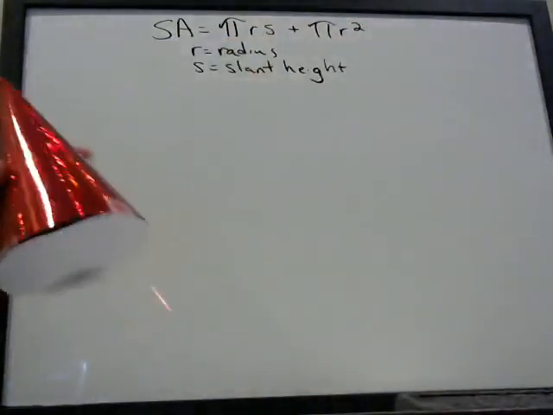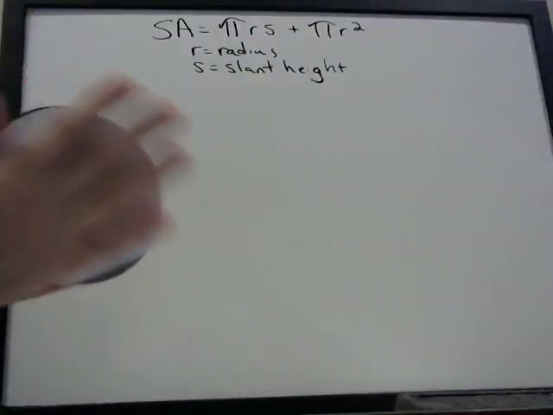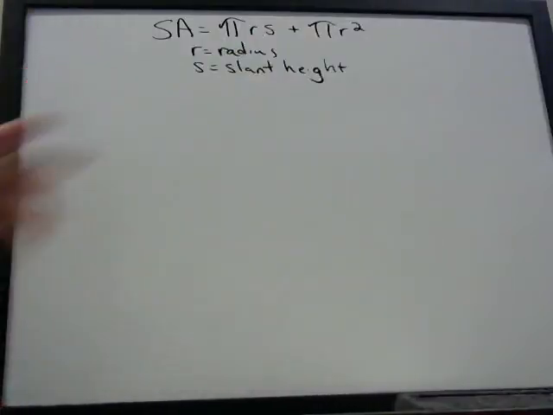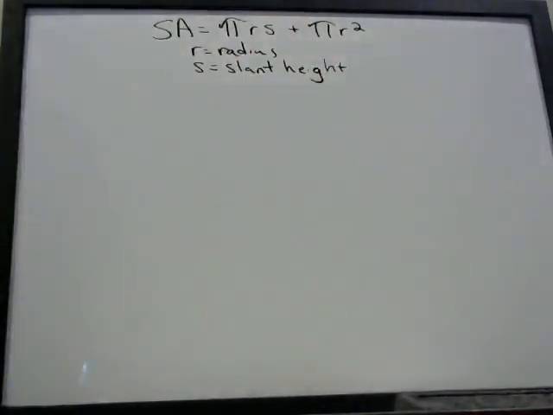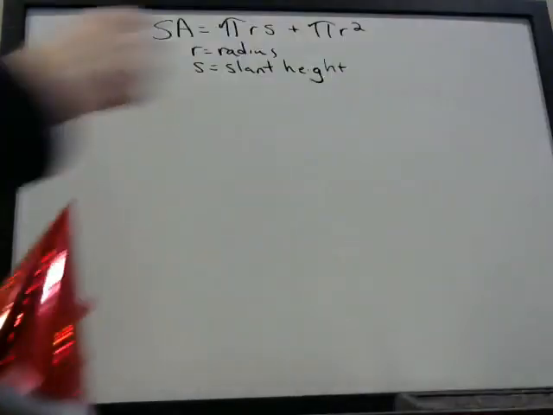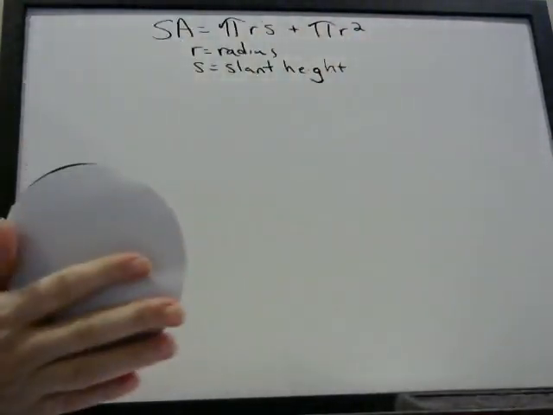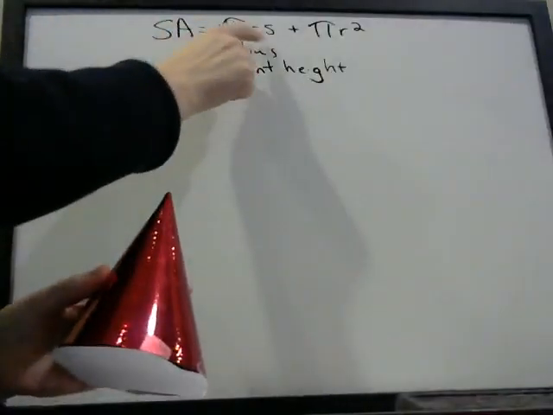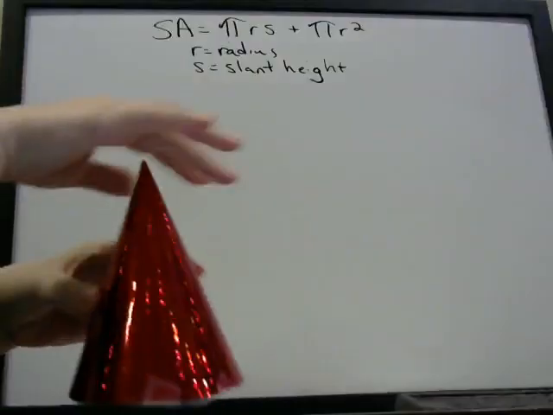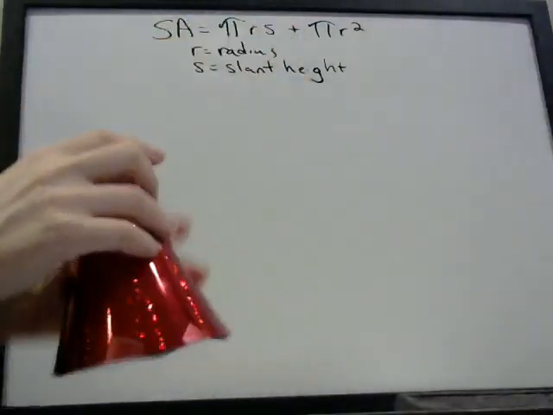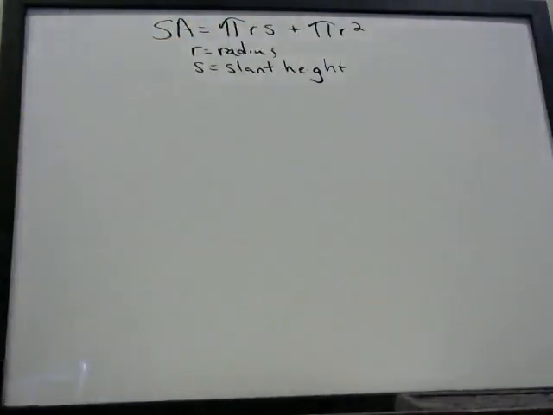So remember what we're trying to do is figure out what's the area all around this object, including the bottom here. So you should recognize pi r squared is the area of a circle. So in this formula, that part of the formula is really just finding the area of this circle. This part of the formula is what's going to give you the area all around on the sides here. So when you add them up together, you're getting the whole area of this three-dimensional object.